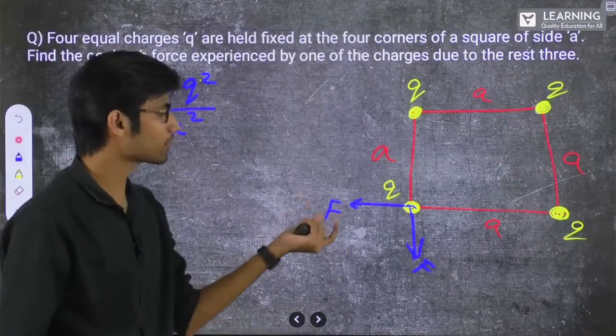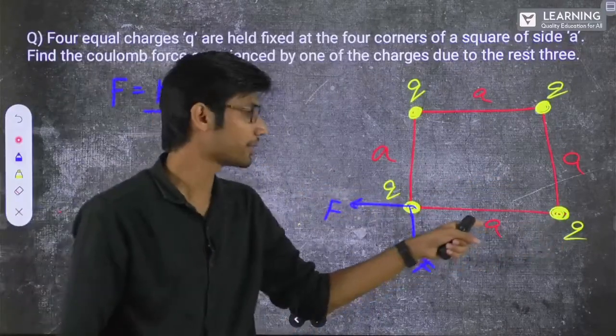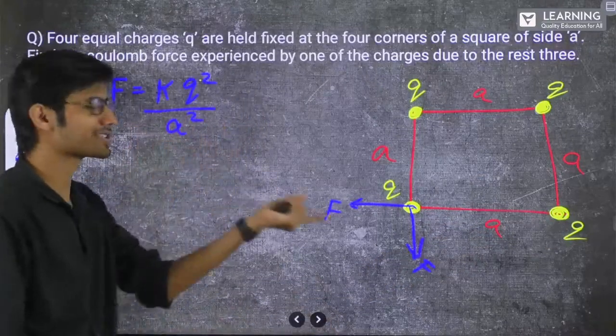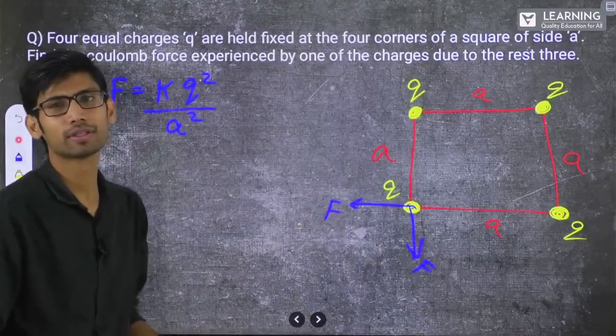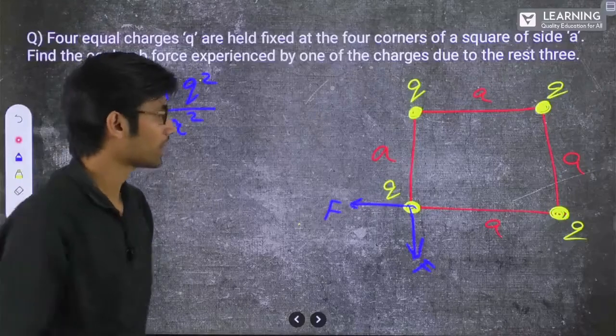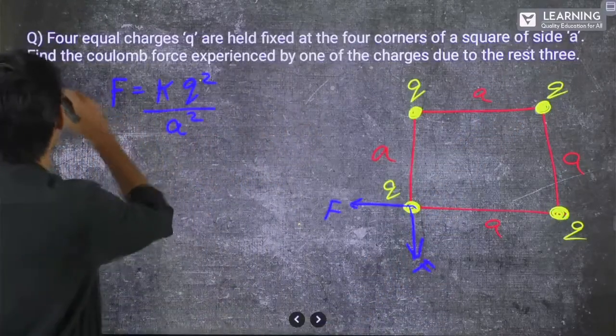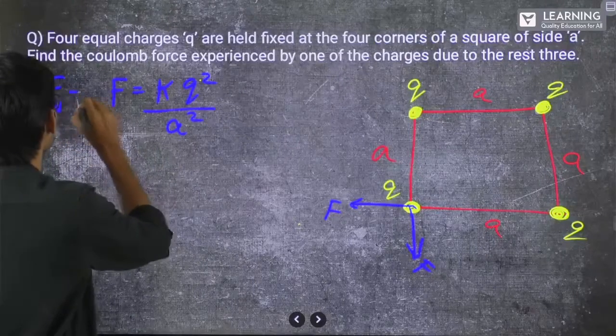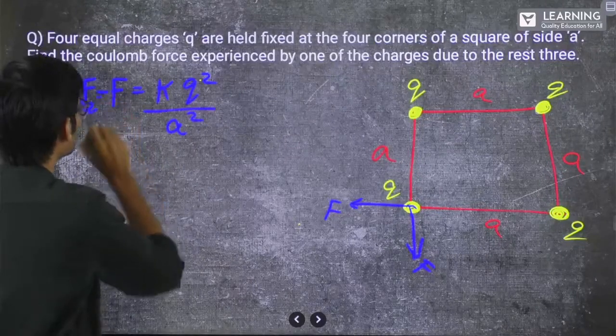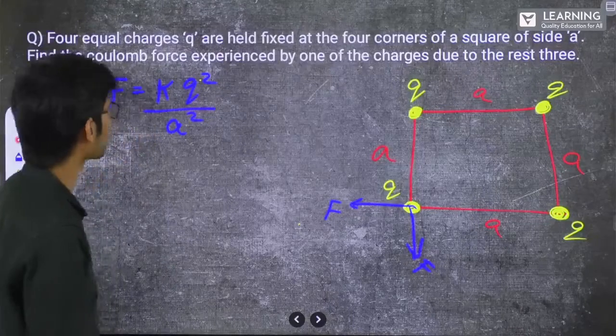Now what is the value of this force? K Q divided by A square. KQ square by A square. Same. The magnitude of force will be same from both the charges. Now let's say from this, F1 is equal to F2 is equal to F.